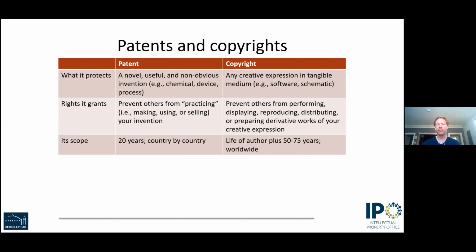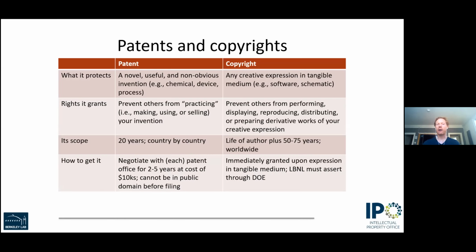The scope of these vary pretty widely. The scope of a patent is 20 years, and it is country by country. So each country you want patent protection in, you have to choose that country and pursue protection there. For copyrights, it's a very, very long life. It's the life of the longest lived author plus 50 to 75 years. So if people collaborate and the last person dies in 1950, that copyrighted work might not be in the public domain until 2000 or 2025. And then the scope of copyrights is worldwide. So it isn't something that you pursue country by country. As soon as you get your copyright, you get it everywhere.